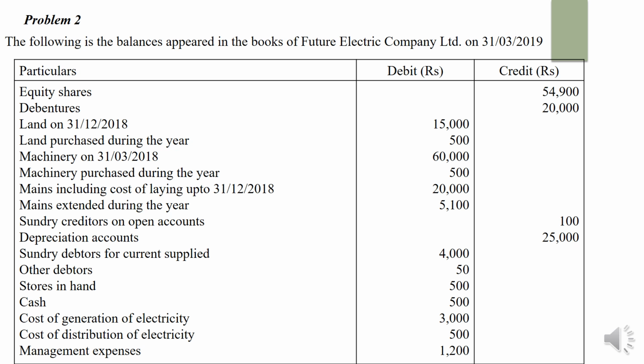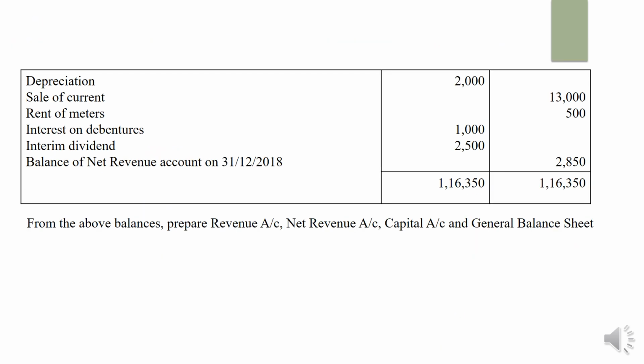Now cost of generation of electricity, it's a revenue expenditure, so it goes to the revenue account. Cost of distribution of electricity, revenue expenditure, goes to the revenue account. Then management expenses, routine expenses, go to the revenue account. So other items: depreciation 2,000, sale of current 13,000, rent of meters 500, interest on debentures 1,000, interim dividend 2,500, balance of net revenue account on 31st/12/2018 2,850. From this information you are supposed to prepare the revenue account, net revenue account, capital account and balance sheet.